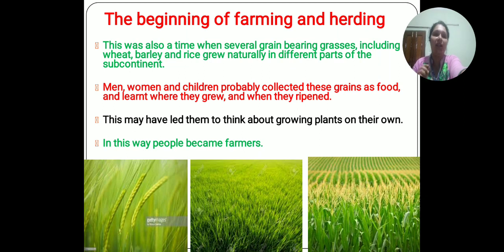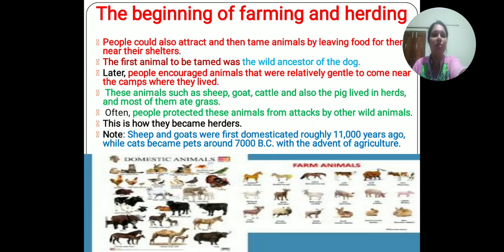And this thinking led to the beginning of farming, and the people in this way became farmers. People could also attract and then tame animals by leaving food for them near their shelter. The first animal to be tamed was the wild ancestor of the dog. Later, people encouraged animals that were relatively gentle to come near the camps where they lived.